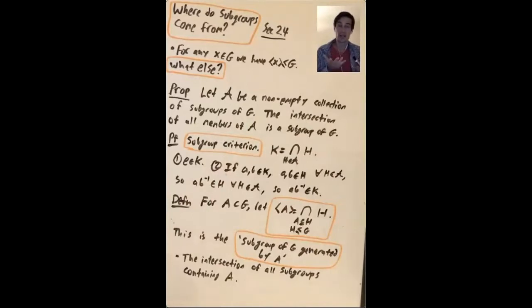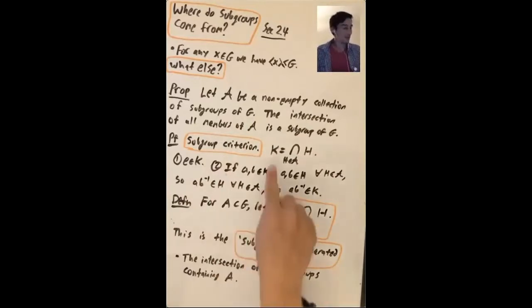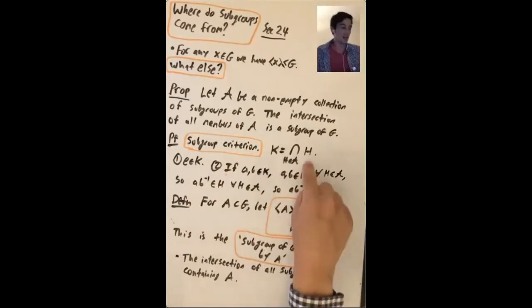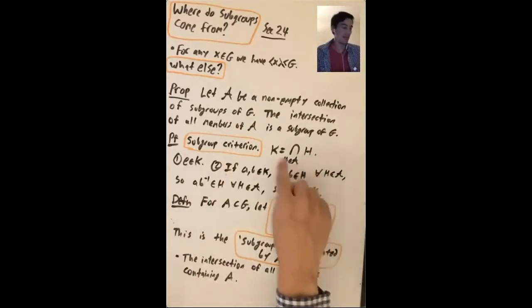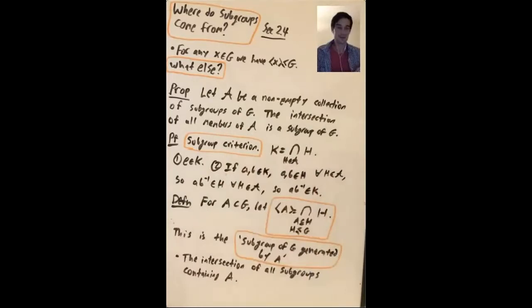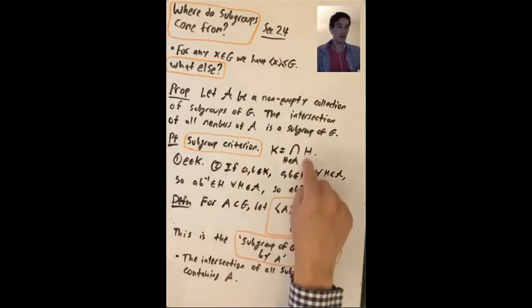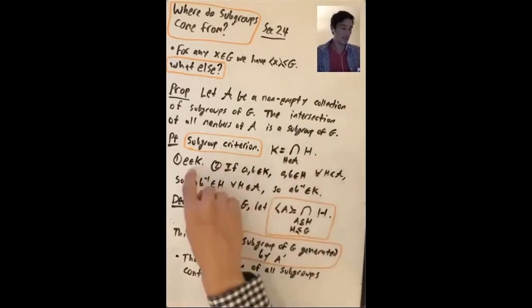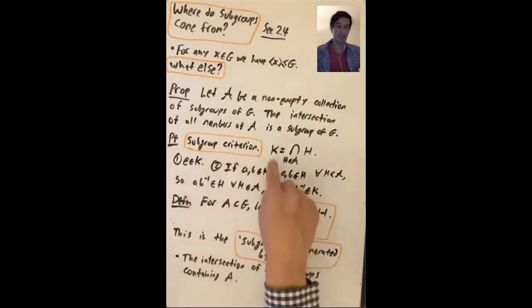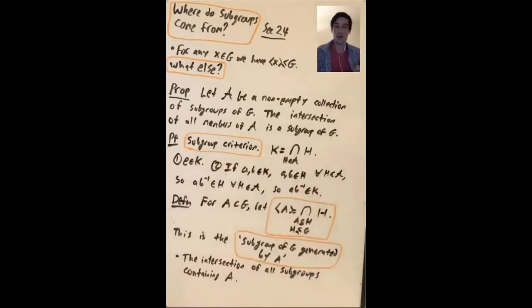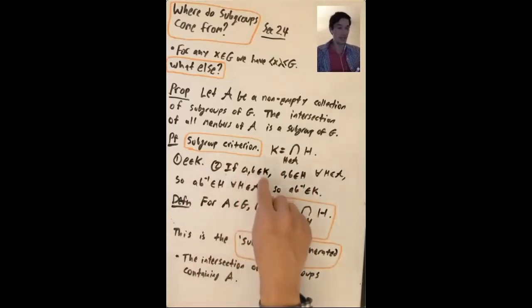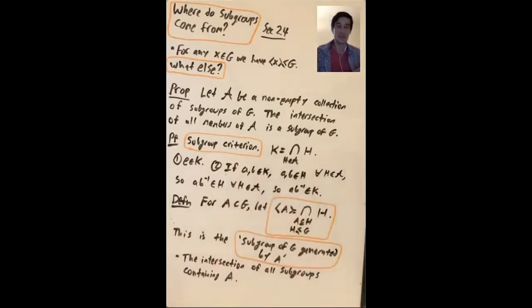The subgroup criterion is a very convenient way to prove that something is a subgroup. Let's name this intersection of all subgroups in this set A. Let's call that K. Every one of these subgroups contains the identity of G, so the identity of G has to be in the intersection. All we have to do is prove that if a and b are in K, then a times b inverse is in K as well.